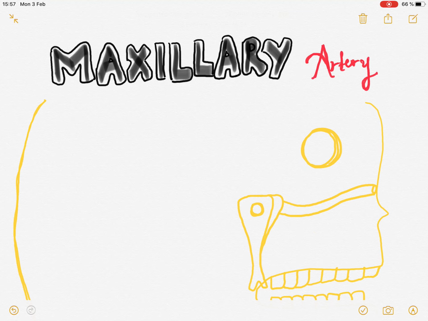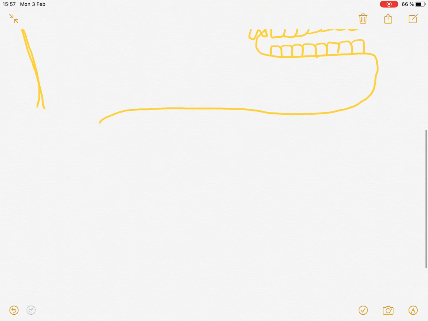So, in the previous lesson, we discussed the external carotid artery, and there I told you this maxillary artery belongs to the terminal group of branches of the external carotid artery. So today our topic will be the maxillary artery. First of all, we have to divide the maxillary artery into three parts. I will use different colors when I'm drawing, and the first part will be pars mandibularis.